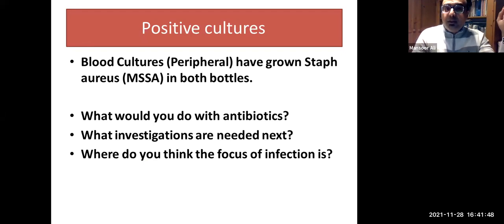She had a couple of oral antibiotics. Looking at the GP records, it was amoxicillin and augmentin, and I think she was started on amoxicillin and clarithromycin this time. What investigations are needed next, and where do you think the focus of infection is? It would be helpful for someone to write something in the chat box to know what you're thinking at this stage, because you may be the care of the elderly looking after this patient, and you haven't got a renal consultant or registrar 24/7 on that unit, and you need to do something about this patient if you get this positive culture.